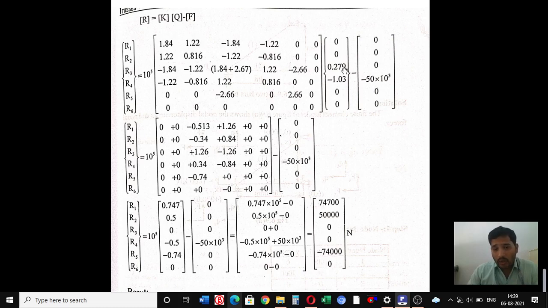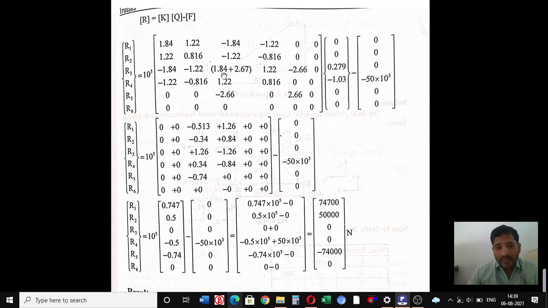Again this second also will be 0 because the whole column we are multiplying with 0. For that reason this value also will be 0, and this 5 also becomes 0, and this 6 also becomes 0. You just need to multiply this value only. Okay, this third column into this third row. Clear? Minus 1.84 into 0.279, it becomes minus 0.513. Minus 1.22 into 0.279, it becomes minus 0.34.